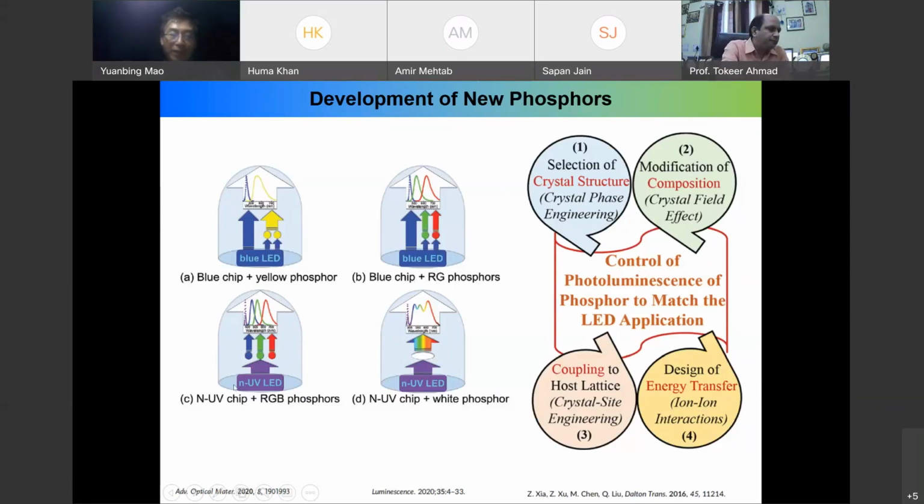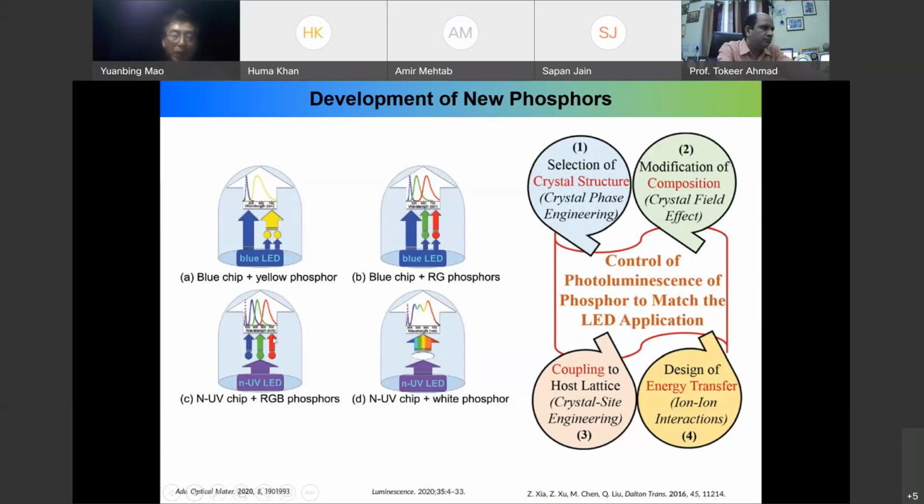And then if we use near UV LEDs, there are two designs as well. This one uses RGB phosphors, and this one uses white phosphors. If we can design a white phosphor, then we just need one phosphor on the near UV chips, right? We didn't talk about this type of phosphor before, but white phosphors nowadays have also been explored. Then this RGB phosphors can be 3 phosphors, right?